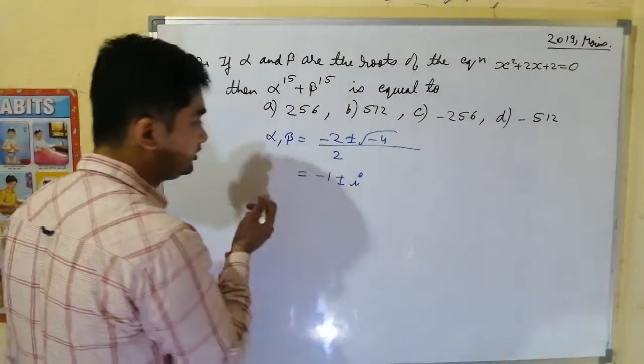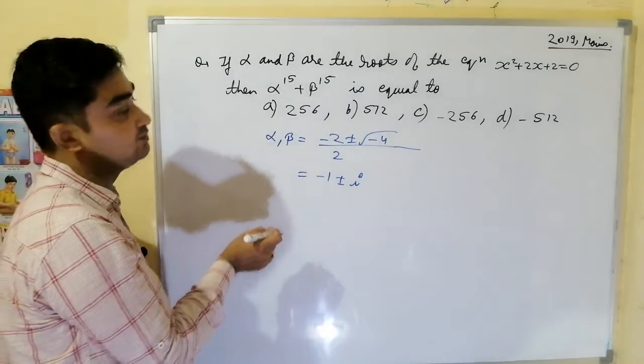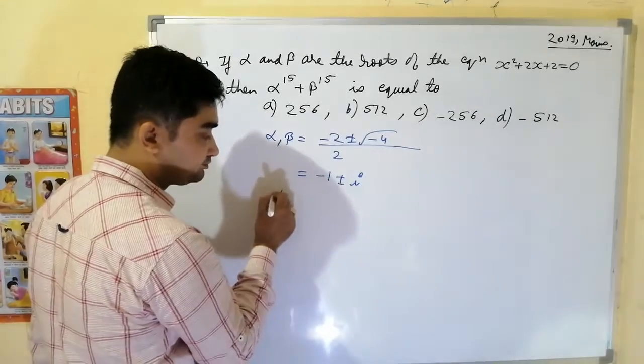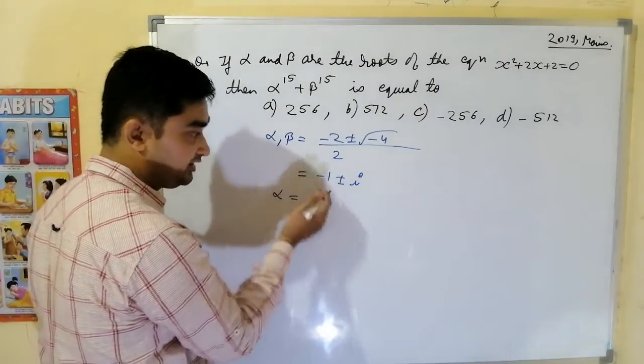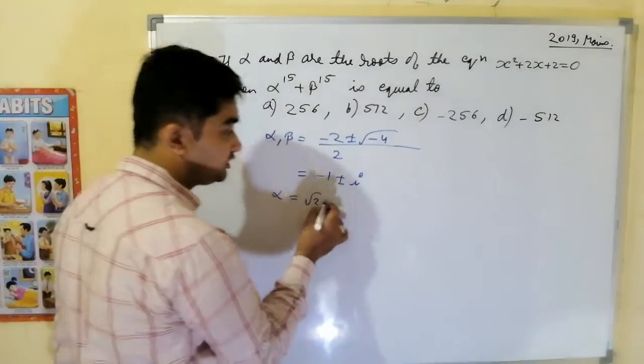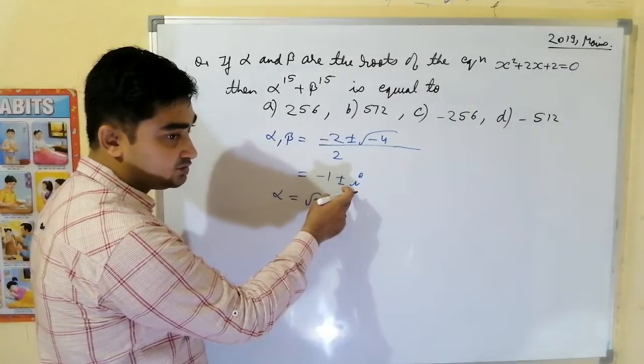So let us write them in Euler form, because we have to raise to the power 15. So we have to use De Moivre's theorem. To use De Moivre's theorem, we have to write this in Euler form. What is alpha? Anyone we can take as alpha. So alpha will become modulus is root 2. What is argument? E power iota. Y by x is 1. So it is pi by 4.